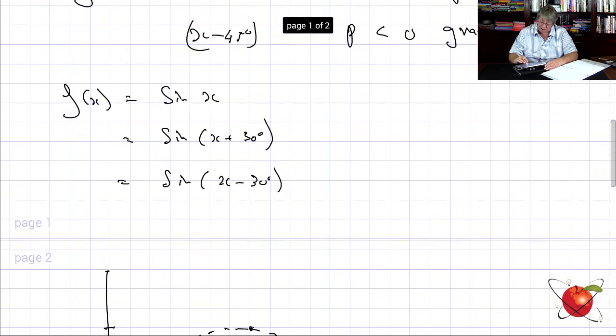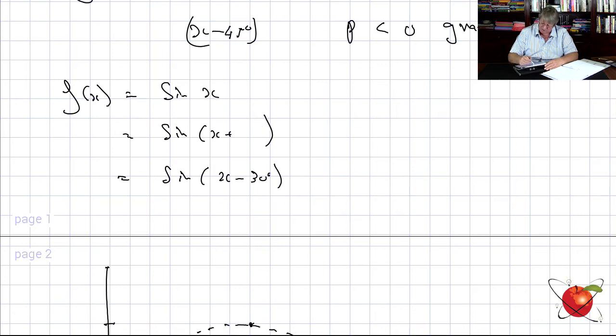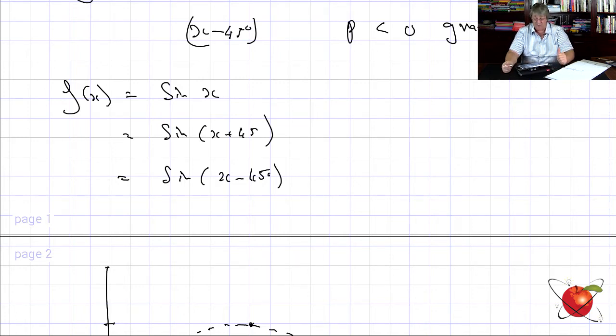Sorry, I seem to have changed my mind over here for some reason. Plus or minus 45s. Now I said if it's positive, it's going backwards, right? If it's positive, it must be going backwards.